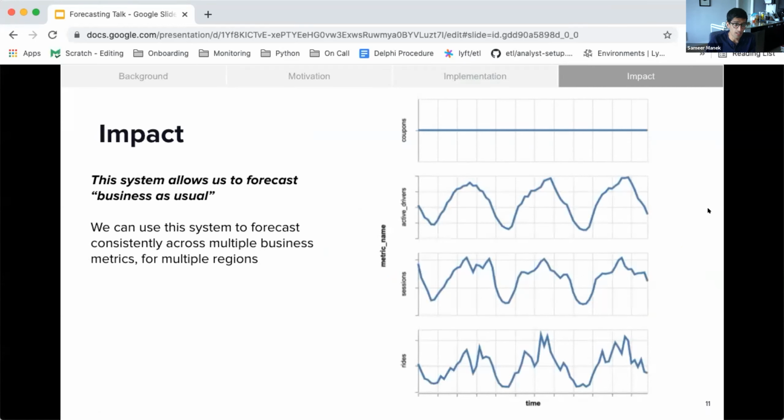Great. Now getting into the impact of this overall system, like any good forecasting system, it allows us to make forecasts about business as usual. Shown here are time series across a couple of different variables. The text may be a little bit small, but you can see that we're able to make time series forecasts across coupons, drivers, sessions, rides, etc. To be honest, there is no advantage to using our approach for a business as usual forecast, but of course it's supported and is a requirement to support the next couple steps.